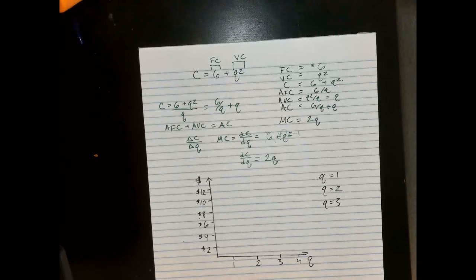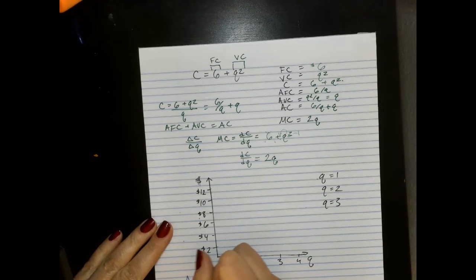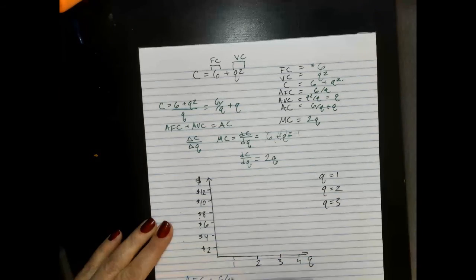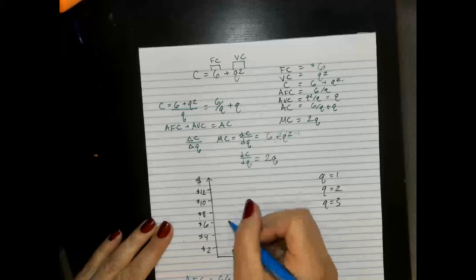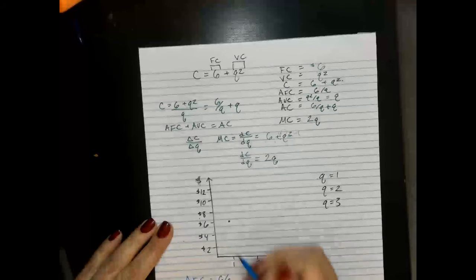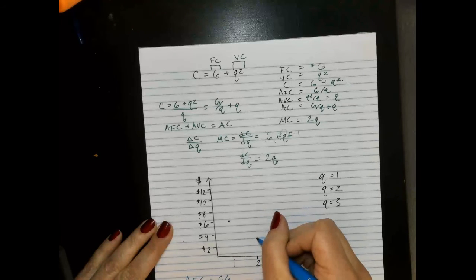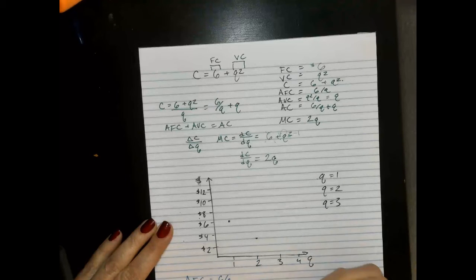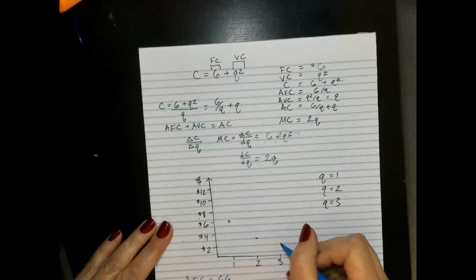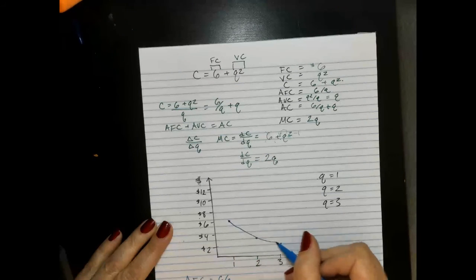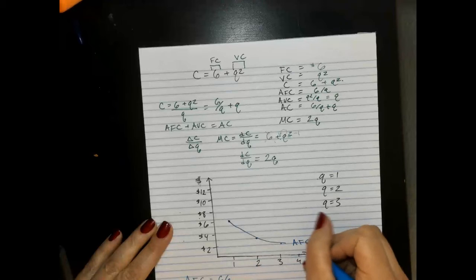So I'm going to start with the average fixed costs. When I find a pen. So average fixed cost is going to be that 6 divided by Q. So it's going to be 6 divided by 1 for a quantity of 1 is just 6. 6 divided by 2 for a quantity of 2, that's going to be 3. And 6 divided by 3 for a quantity of 3, which is going to be 2. So that gives me my average fixed cost curve.